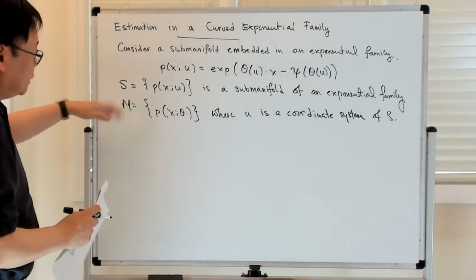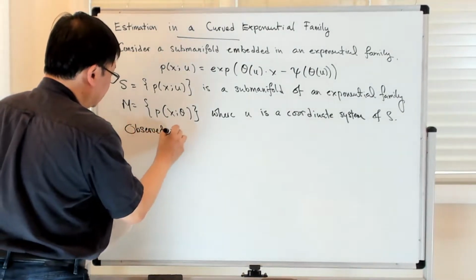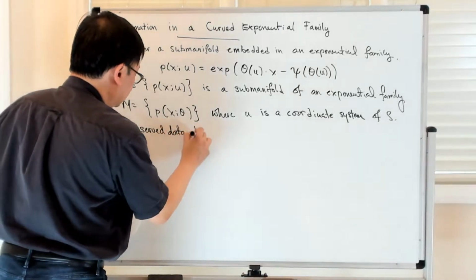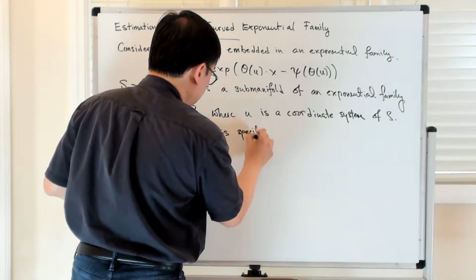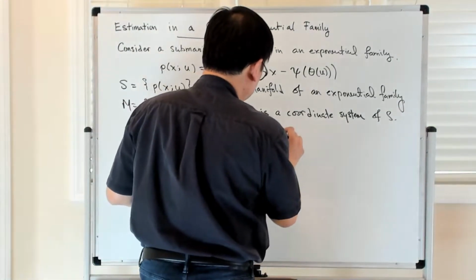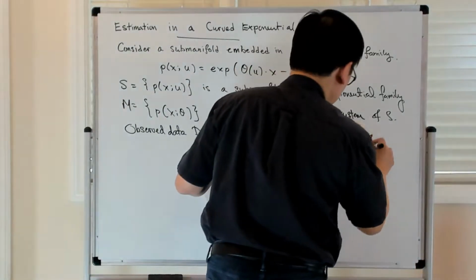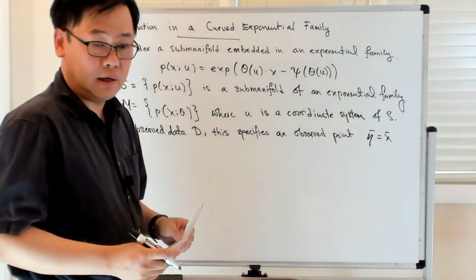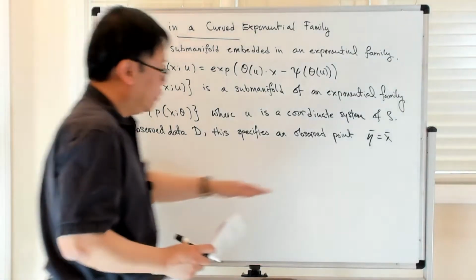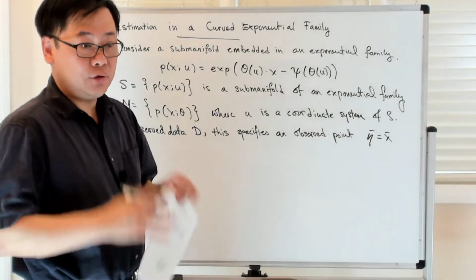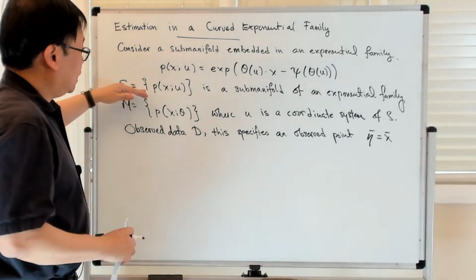As before, we're going to consider observed data D, and this specifies an observed point eta bar, which is x bar, which is what we had obtained before when we were just looking at exponential families without looking at submanifolds. The problem, of course, is that when you construct this observed point, there's no guarantee that it is going to live on this submanifold S, even though you've sampled from this submanifold S.